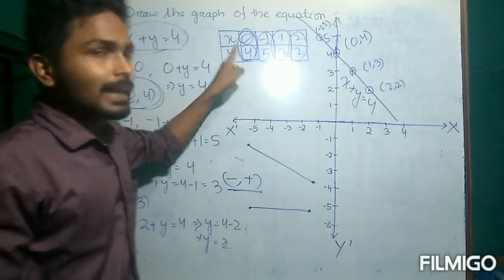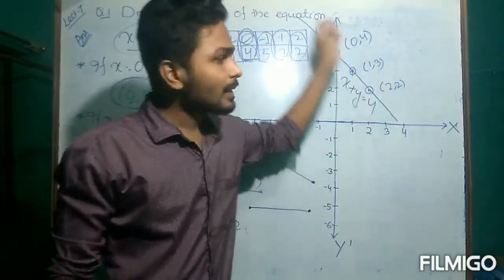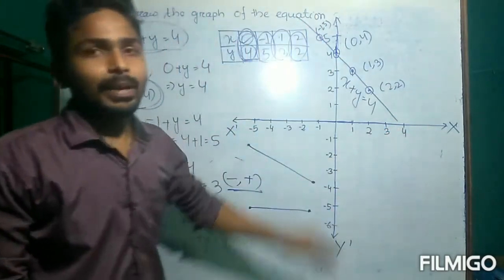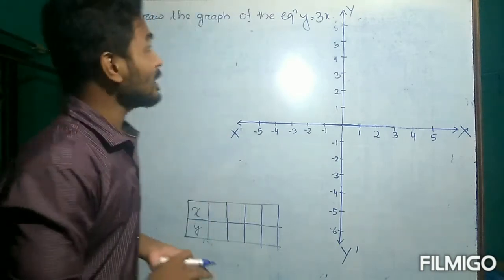Okay, and each point should be represented on a Cartesian coordinate system. Then join all these points, you can get your straight line. Okay, let's do one more question.